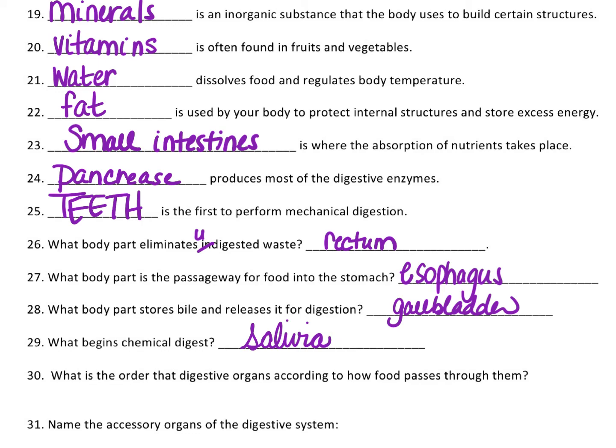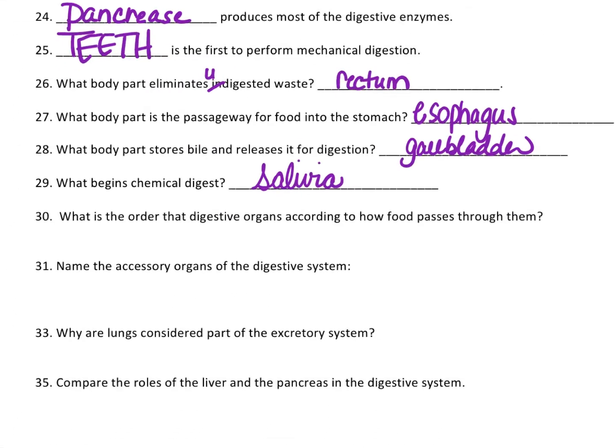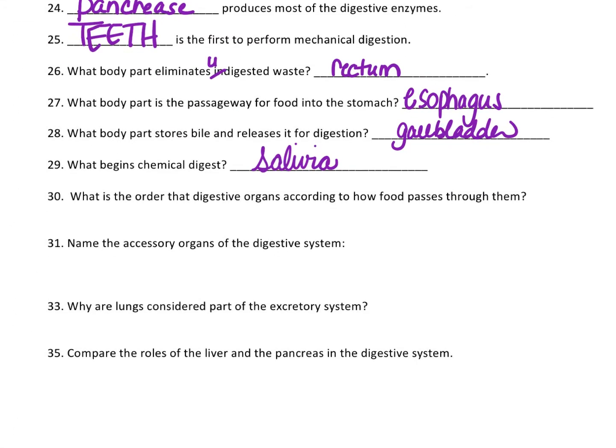Now, what is the order of the digestive organs, the order your body digests food according to how food passes through them? It's not worded exactly right, but what is the order? They start with the mouth. Okay, what goes next? Esophagus. And notice I'm putting an arrow so you know it goes from the mouth to the esophagus.